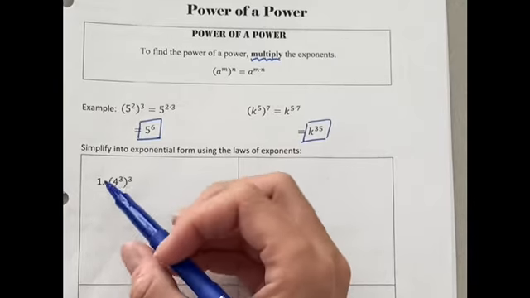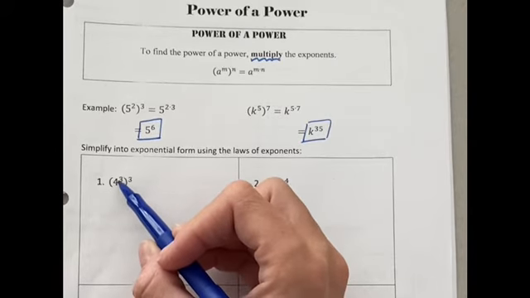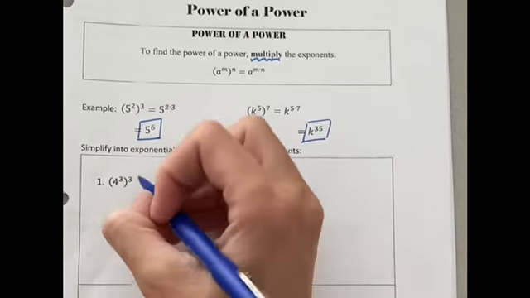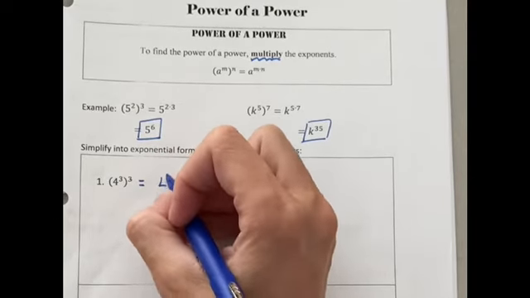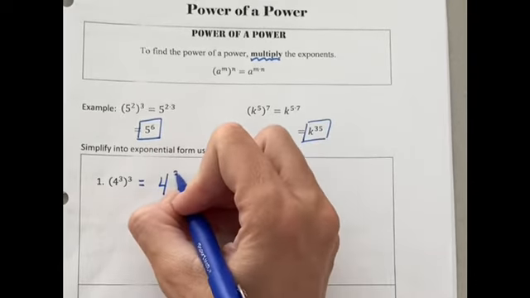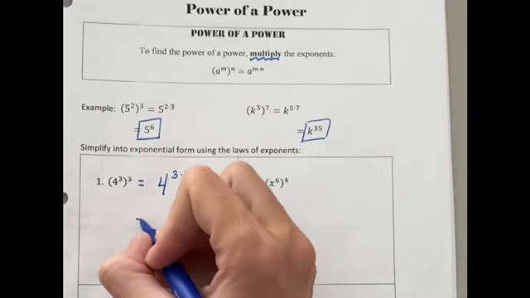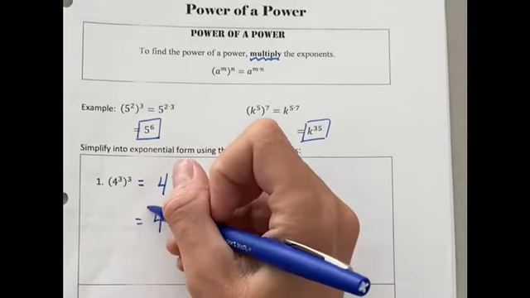So now I want you to look at example 1. I have 4 to the 3rd raised to the 3rd power. I have a power raised to a power, so my rule is to keep that base of 4, and I'm going to multiply my exponents 3 times 3, and that gives me 4 to the 9th power.